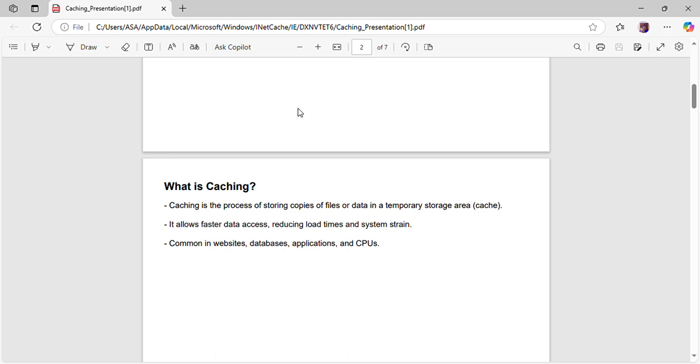Today we are going to learn about caching, its techniques and its importance, as well as some key things to know about caching. So let's get in by knowing what caching is.